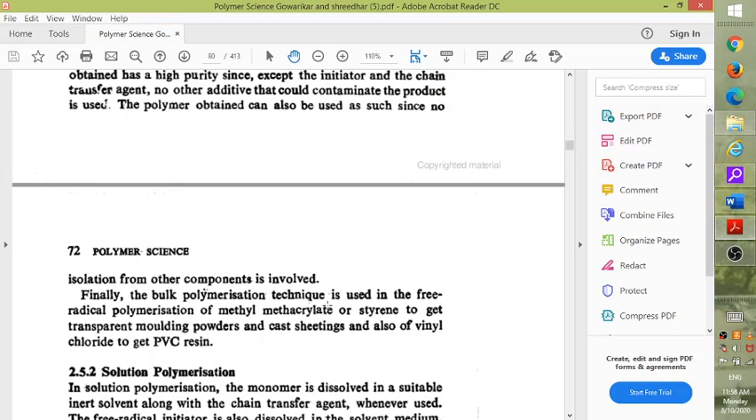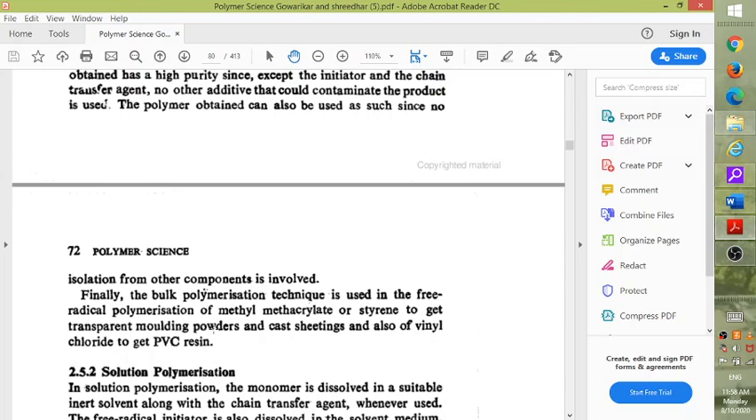Finally, the bulk polymerization technique is used in the free radical polymerization of methyl methacrylate or styrene to get transparent molding powders and cast sheetings, and also of vinyl chloride to get PVC resin. So these are the examples where it is used. It is used in the free radical polymerization.